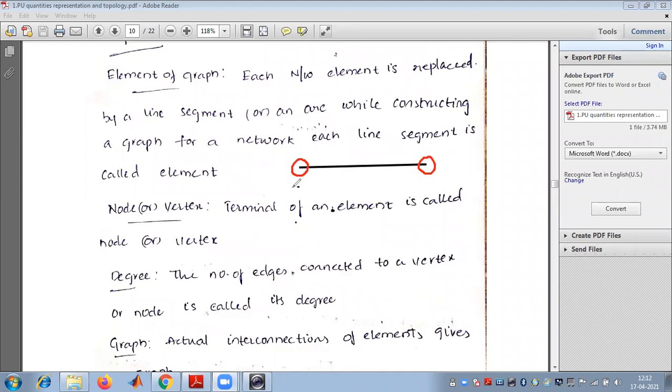And the next one is degree. What is a degree? The number of edges connected to a vertex or node is called its degree. Suppose this is a node or vertex and you have 4 line segments or 4 elements, then obviously the degree of this node is 4, the number of edges connected to this particular vertex.